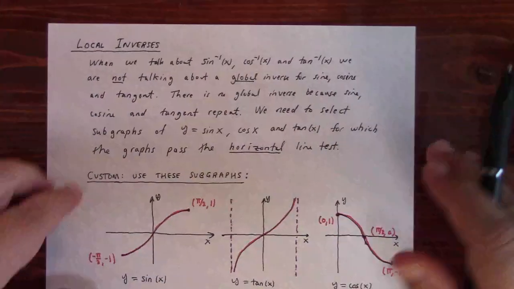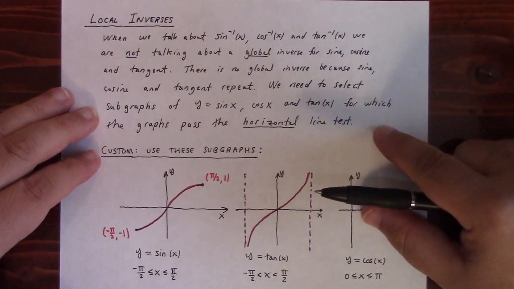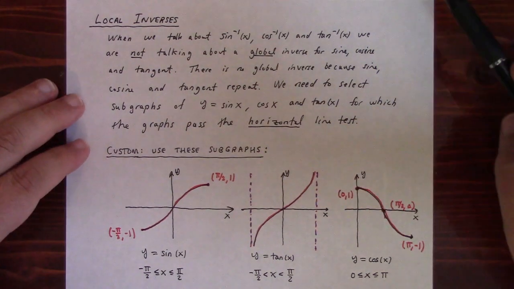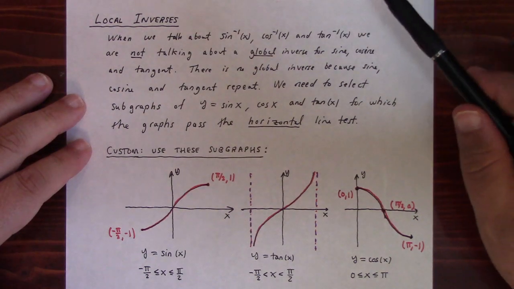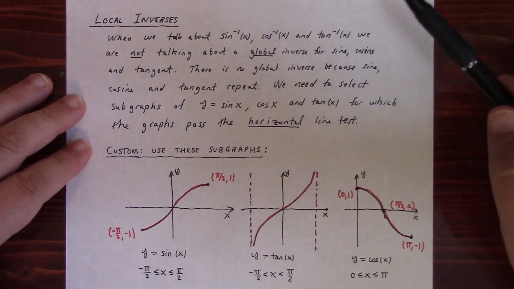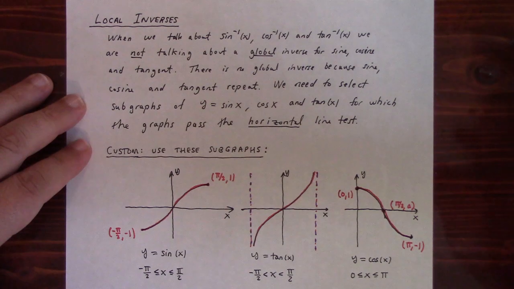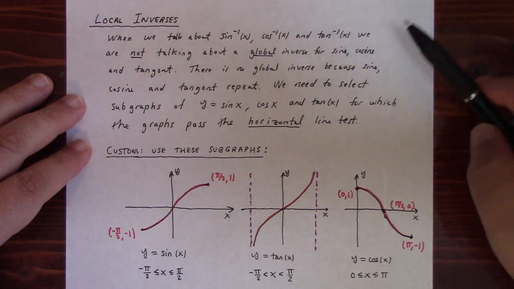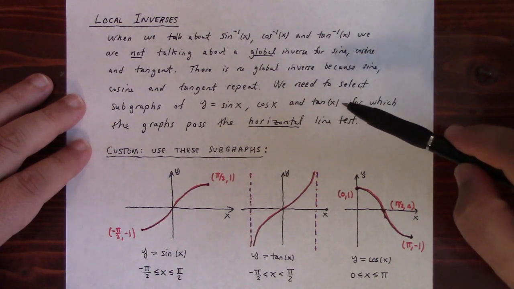So what's a restriction of a function? Well, truth be told, the inverse functions are actually local inverses. When we talk about inverse sine, inverse cosine, inverse tangent, we're not talking about global inverses for sine, cosine and tangent. There is no global inverse because sine, cosine and tangent repeat. So if you just try to flip their graphs, you fail the vertical line test. So we need to select subgraphs of sine, cosine, and tangent for which the graphs pass the horizontal line test.